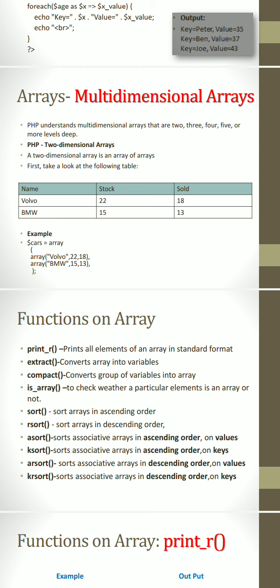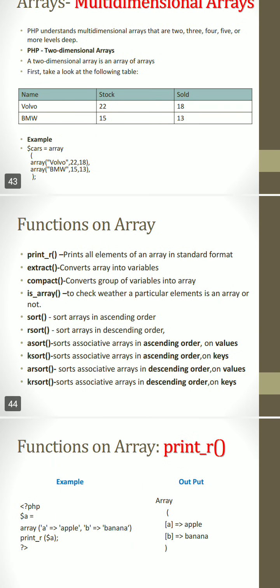Next function is is_array. It is for checking whether a particular element is an array or not. We are going to see all this in examples. Okay, the sort function: sort means sort the array in ascending order. rsort means in descending order. asort means sort an associative array in ascending order on values. Okay, so this a indicates an associative array.